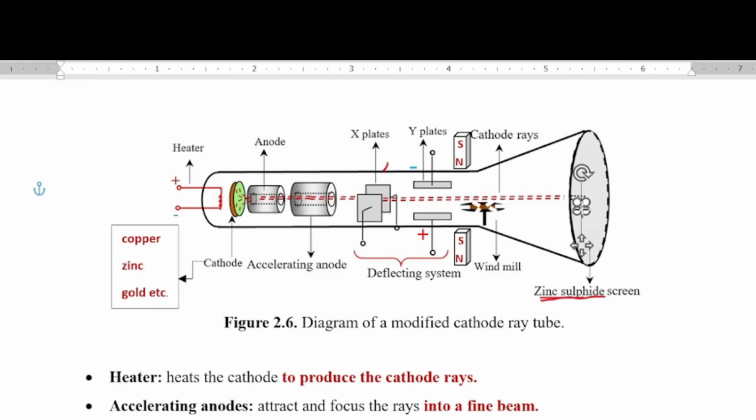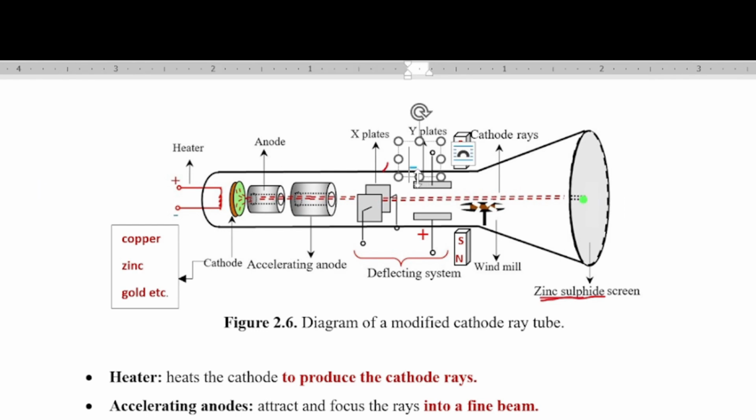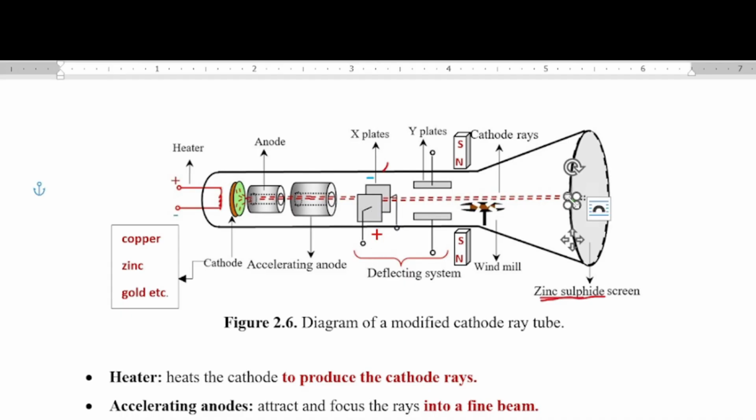So put that back at the center now. Let's see what will happen if you have this one on and that one off, this one on, that one off. What do you think will happen? It will move towards the positive plate. If you reverse the polarity on the plate, it will move towards the positive plate.